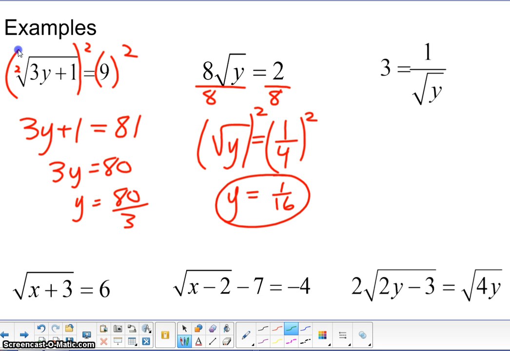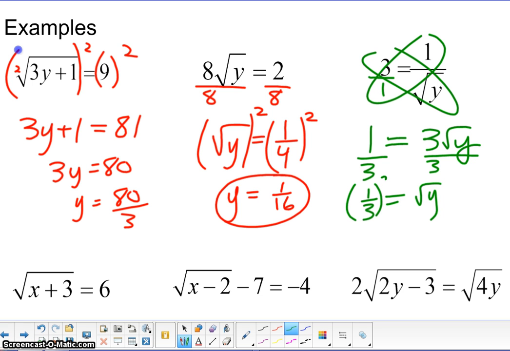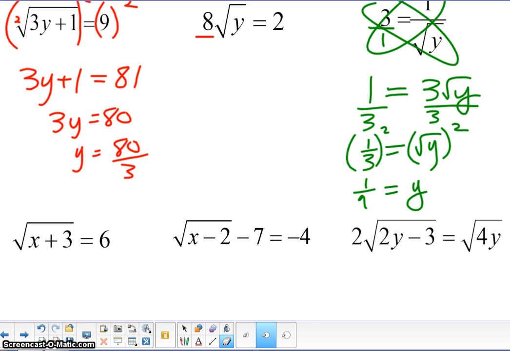Okay, when you have the radical in the denominator, let's just place a 1 underneath the 3 and cross multiply. So 1 times 1 equals 1, and 3 times radical y. And we can begin the steps that we learned in the previous slide. So get the radical by itself, and now that we have that, we're going to square both sides to get 1/9 equals y.